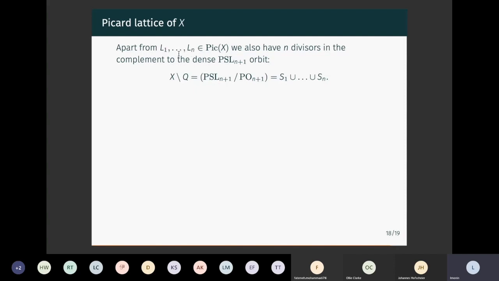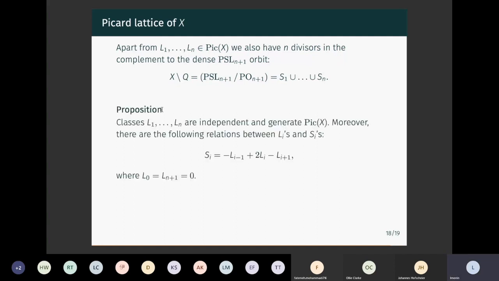But we also have n divisors which are the complement of the dense PSL_{n+1} orbit. If you remember, X was an equivariant compactification of the space of smooth quadrics, so it has some boundaries at infinity. It turns out that at infinity we have exactly n prime divisors, and let me denote these divisors S_1 to S_n.